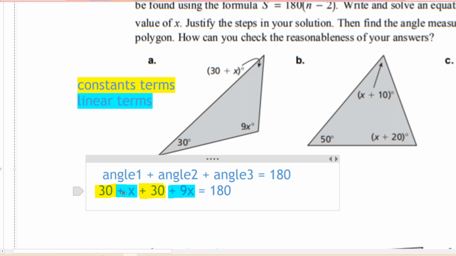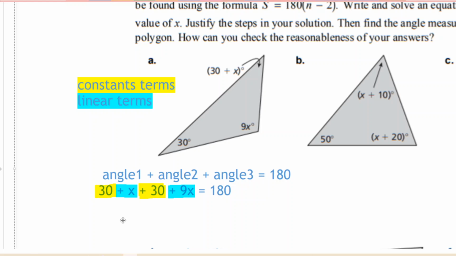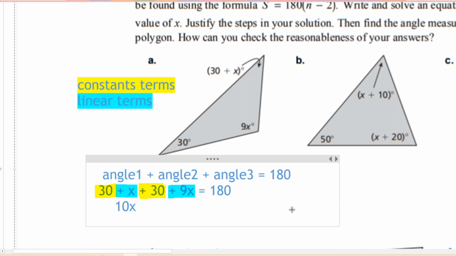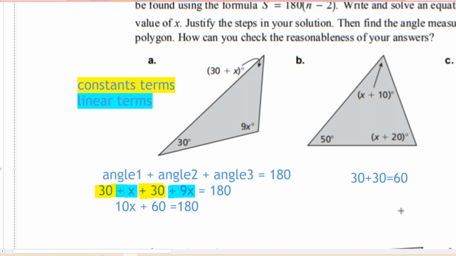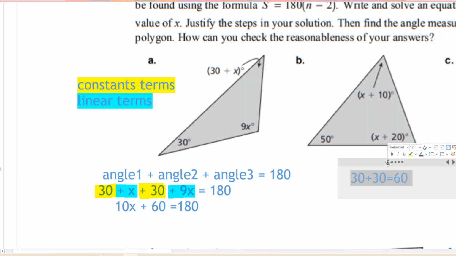So let's start with the linear terms. We have 1x over here, and we have 9x's over here. Now I'm sure you've probably heard that if there's no number in front of the variable, you can pretend there's a 1 in front of it. So this is 1x and 9x. How many x's is that? Well, together they make 10 x's. And then we have a positive 30 and a positive 30. If I add those together, I'm going to get 60. And of course, that's still going to be equal to 180.